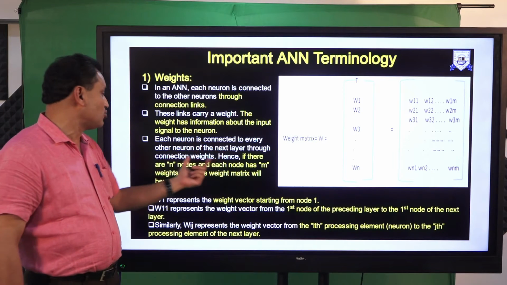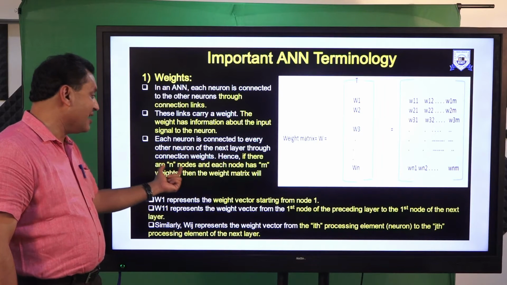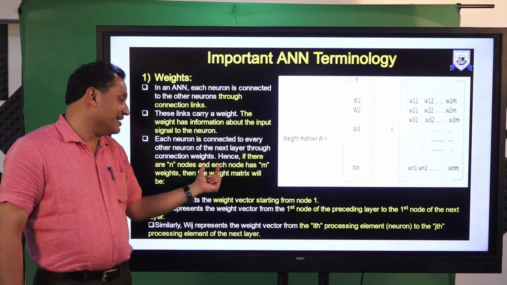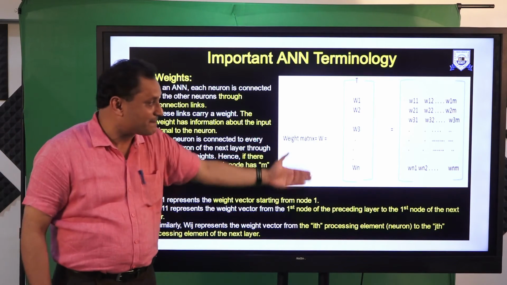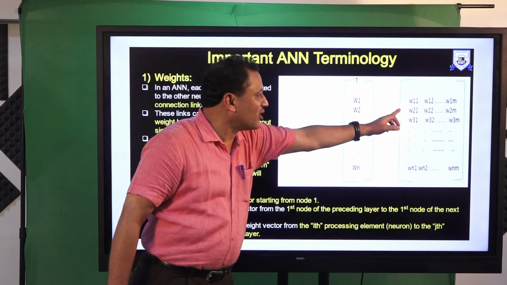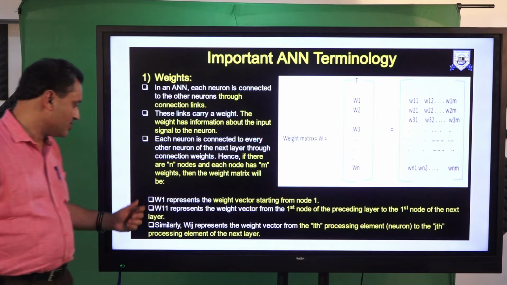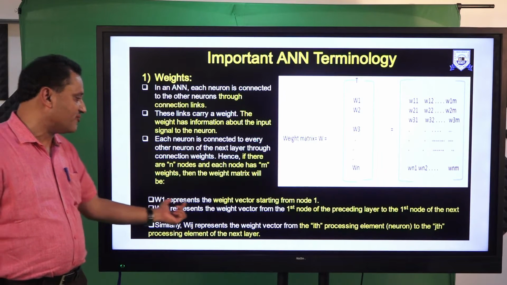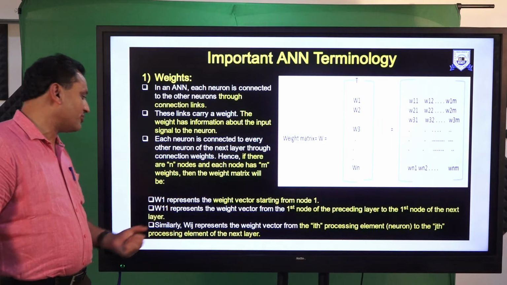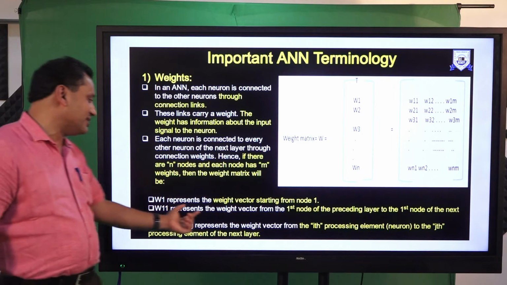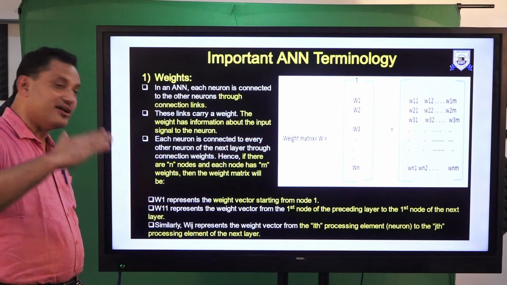Each neuron is connected to every neuron of the next layer through connection weights. Hence, if there are n nodes and each node has m weights, then the weight matrix will look like this. See this matrix: W1, W2, up to WNM. Here W1 represents the weight vector. We can write it in matrix form. W11 represents the weight from the first node of the preceding layer to the first node of the next layer.